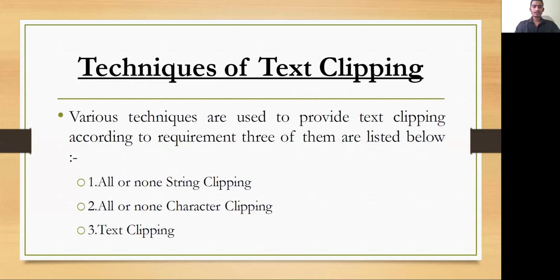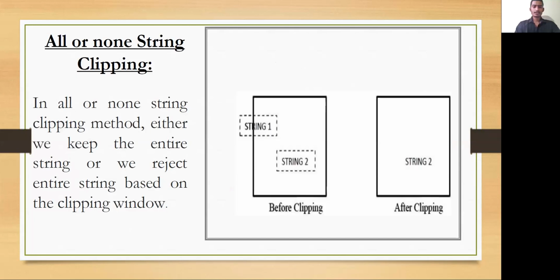So first one is all or none string clipping. Here, as you can see, we have two boxes. These are called windows. There is a window, and we have string one and string two. In this method, we have a string one and a string two.